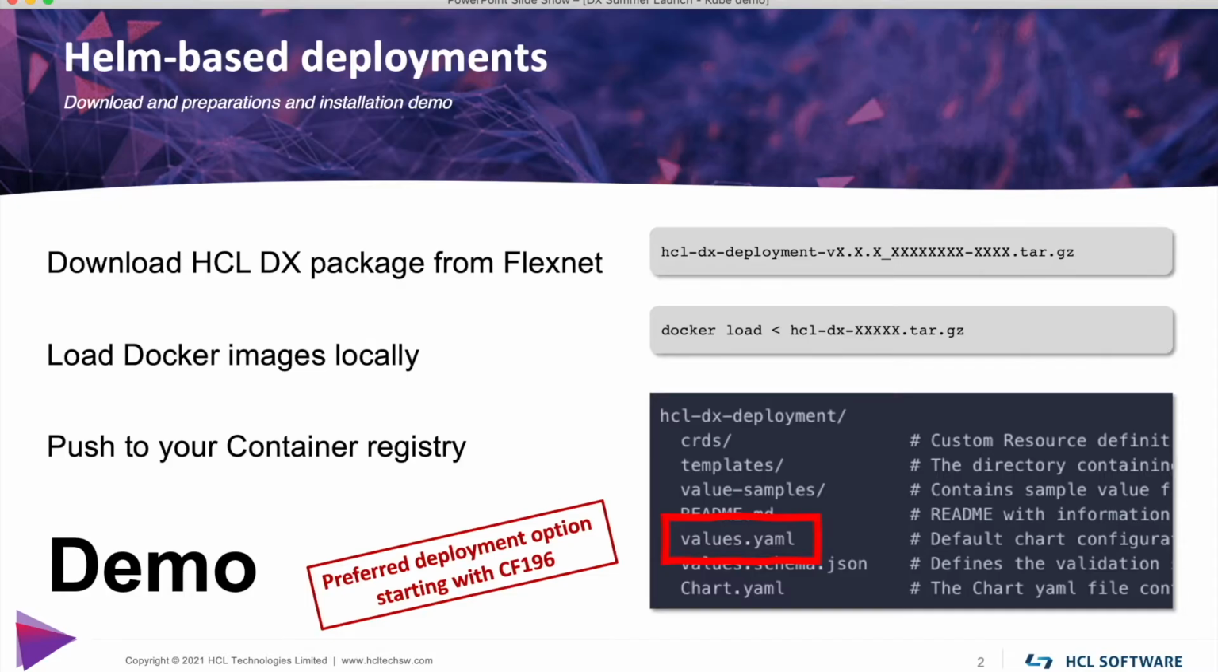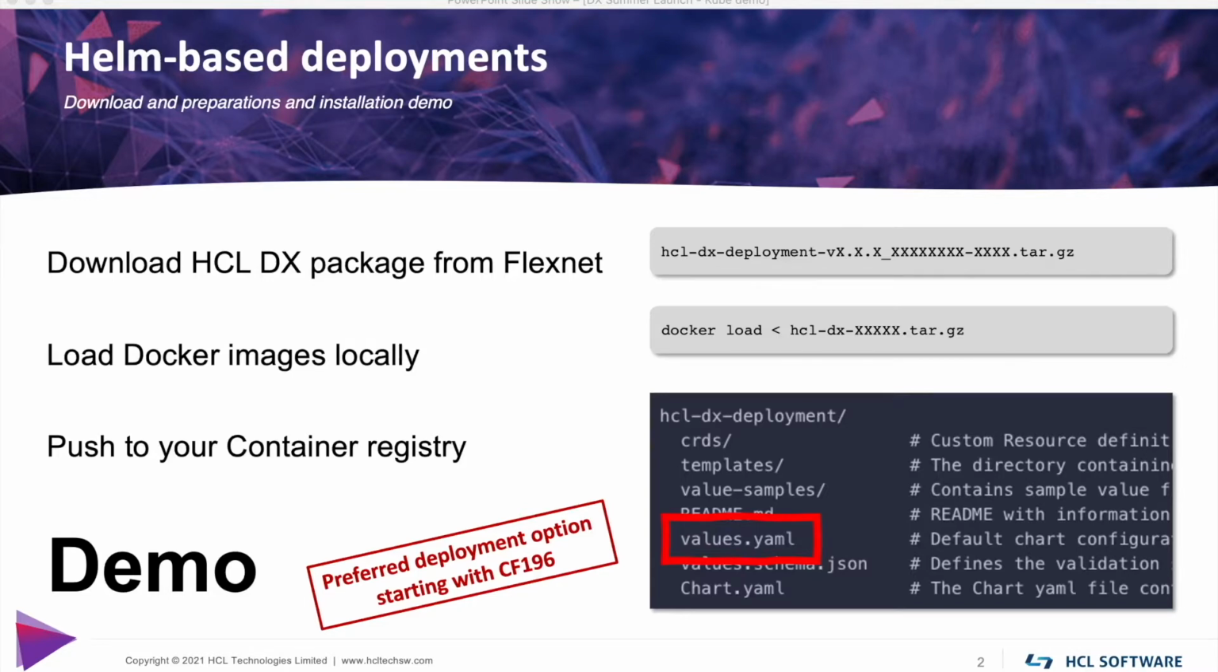So what I'm going to talk to you about is two pieces. First of all, I'm going to briefly touch on some of the preparations that are necessary to be able to run a Helm-based deployment. And second of all, I'm going to give you a quick demo about how easy it is to actually run the Helm-based deployment, how to do some configuration changes, and also show you how HCL DX is up and running in Kubernetes using Helm.